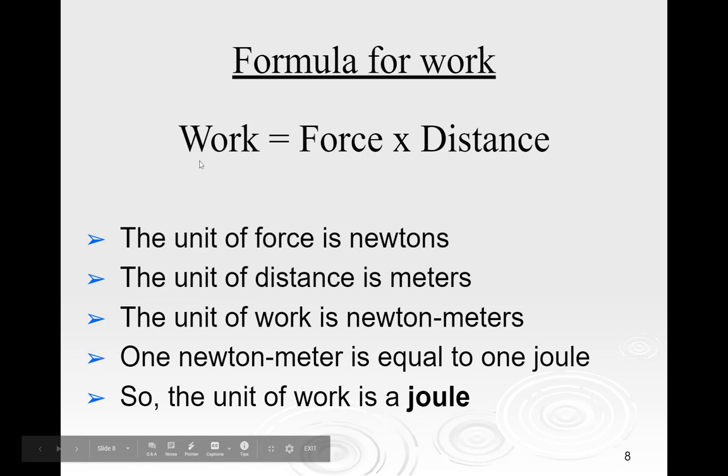So work can actually be calculated. We have a formula. We've talked about formulas. We've looked at density. I believe there's one other one we talked about. But we're going to talk about work here. And work is a force times a distance.